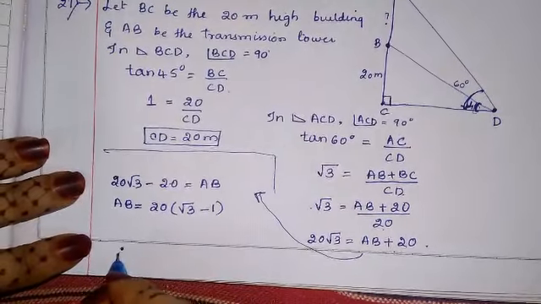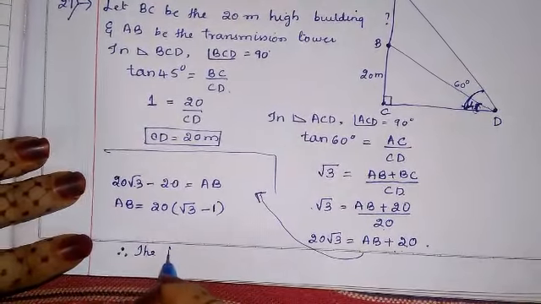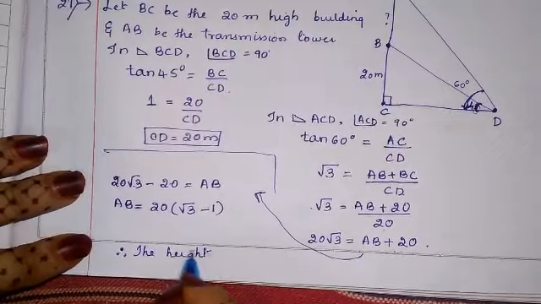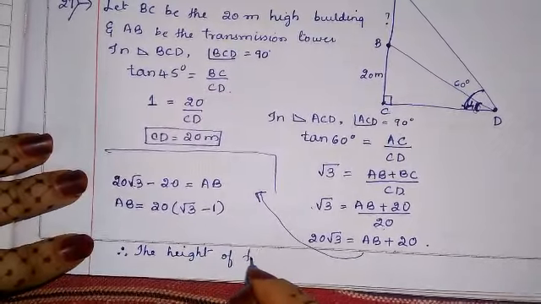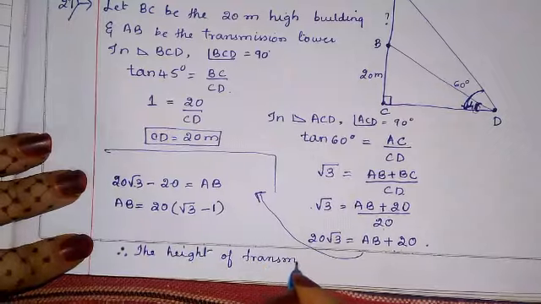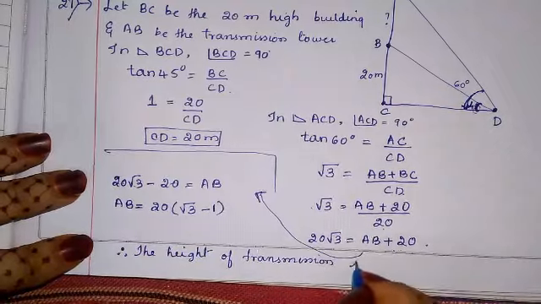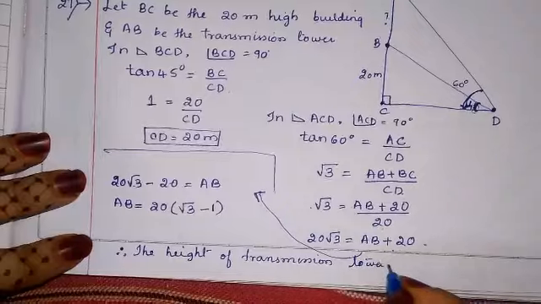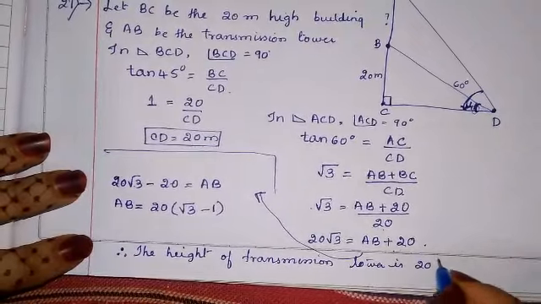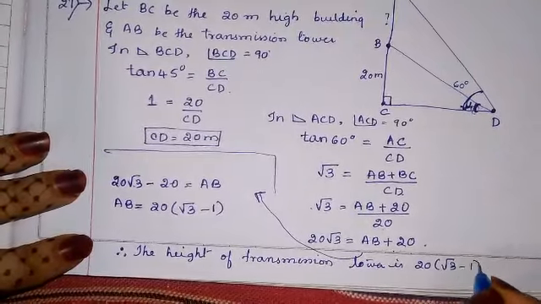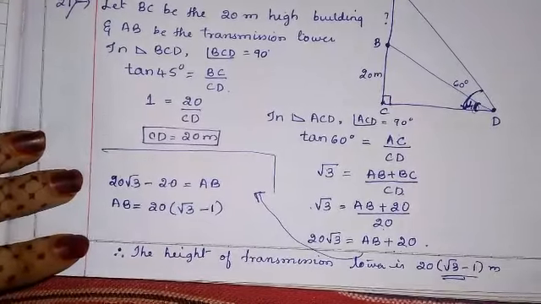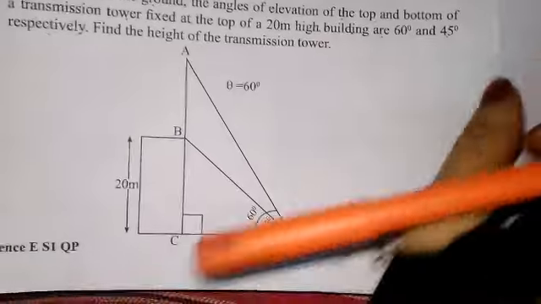Therefore, the height of the transmission tower is 20(√3 minus 1) meter. So this completes the question number 27.